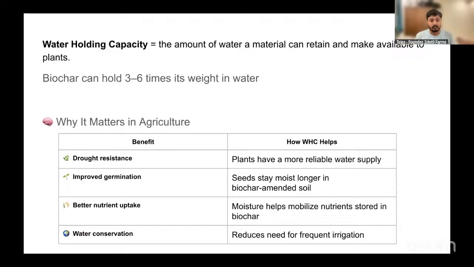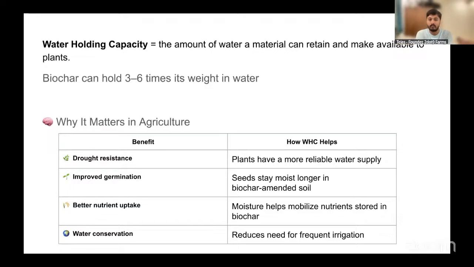Because biochar is mostly void, mostly air, mostly empty space, provided the size of the pores and everything is right, it can hold up to 6 times its weight in water. So why does it matter?